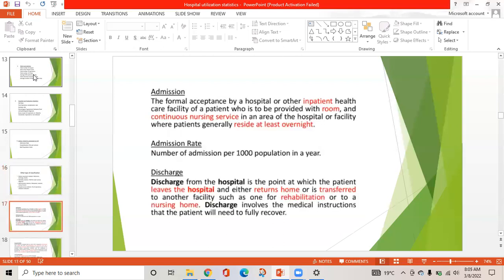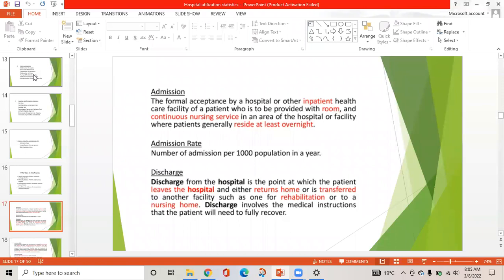Now, what is admission? The formal acceptance by a hospital or other inpatient healthcare facility of a patient who is to be provided with room and continuous nursing service in an area of the hospital or facility where patients generally reside at least overnight. Admission rate is the number of admissions per thousand population in a year.